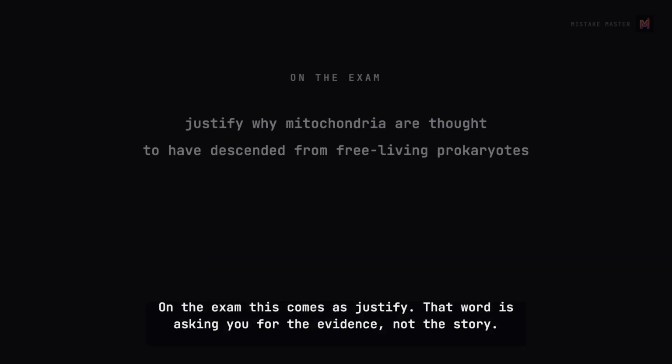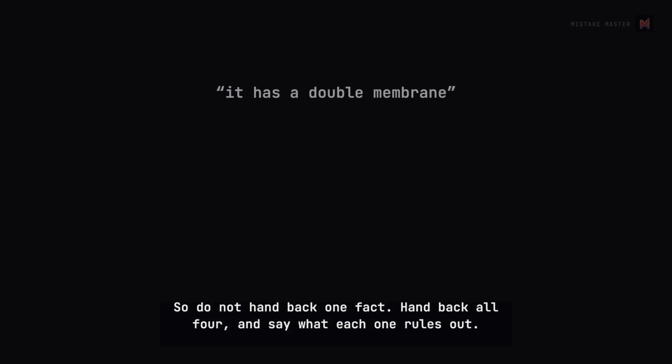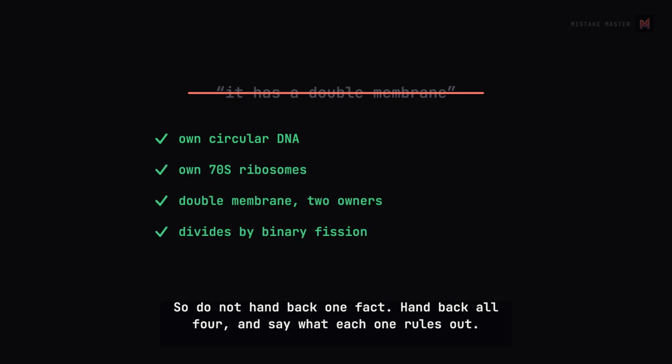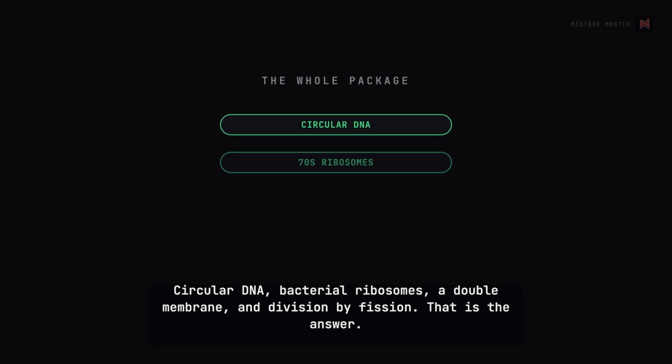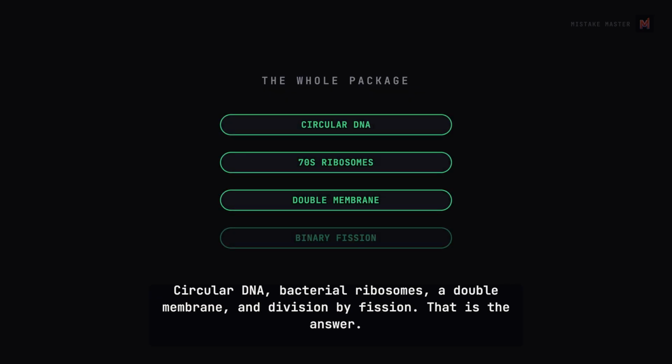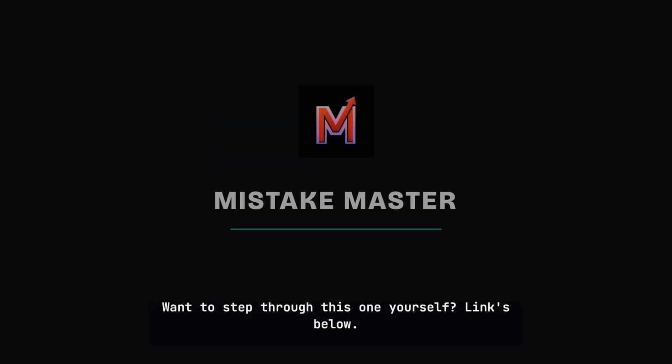On the exam, this comes as justify. That word is asking you for the evidence, not the story. So do not hand back one fact. Hand back all 4, and say what each one rules out. Circular DNA, bacterial ribosomes, a double membrane, and division by fission. That is the answer. Want to step through this one yourself?